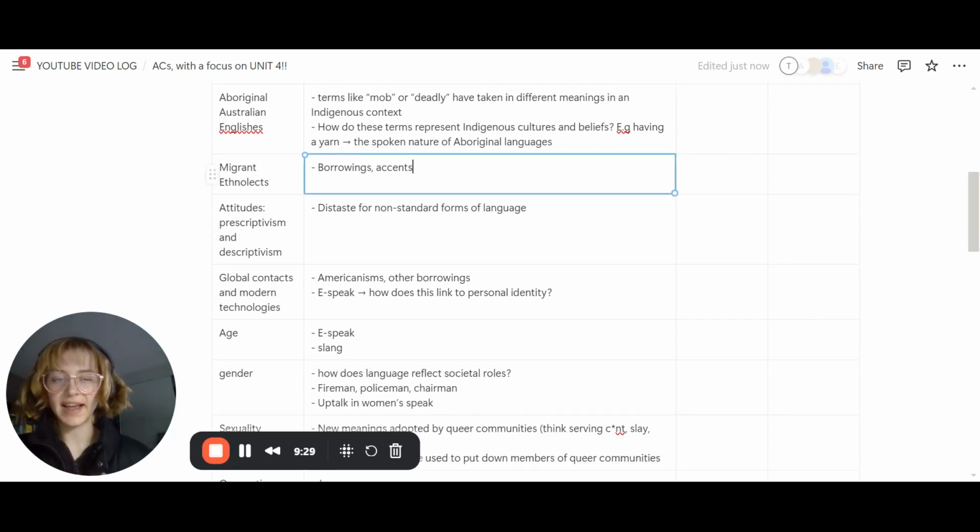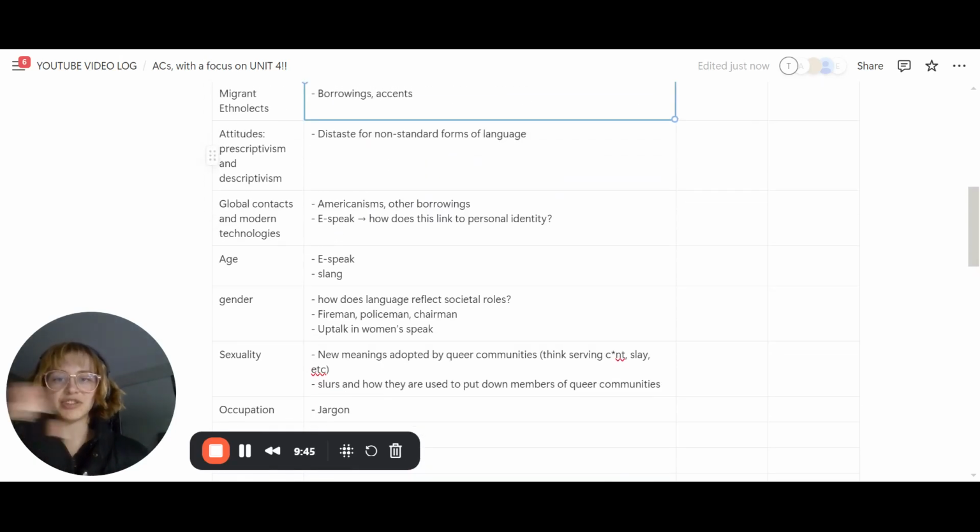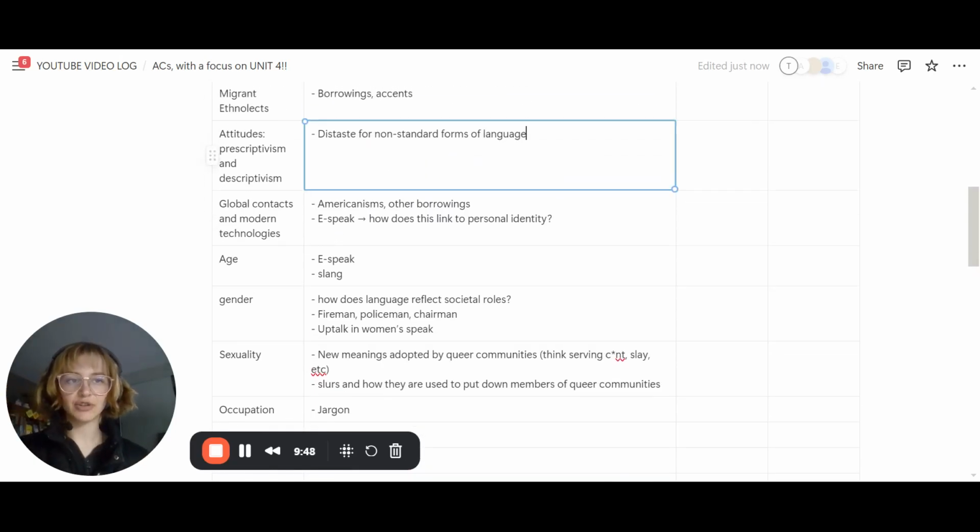Cool. Borrowings and accents are representative of migrant ethnolects. Again, this requires some time for you guys to research, so I'll leave that to you. But hopefully it'll be pretty clear that you can pick up in a transcript that, oh, hey, this is a borrowing from a different language because it's a language they speak at home. Prescriptivism and descriptivism. So descriptivism is taking language as it is. Language is a form of communication, so if you can understand it, it doesn't matter how well it's spoken, how grammatical it is. But prescriptivists have the opposite idea that it should be standard Australian English only.